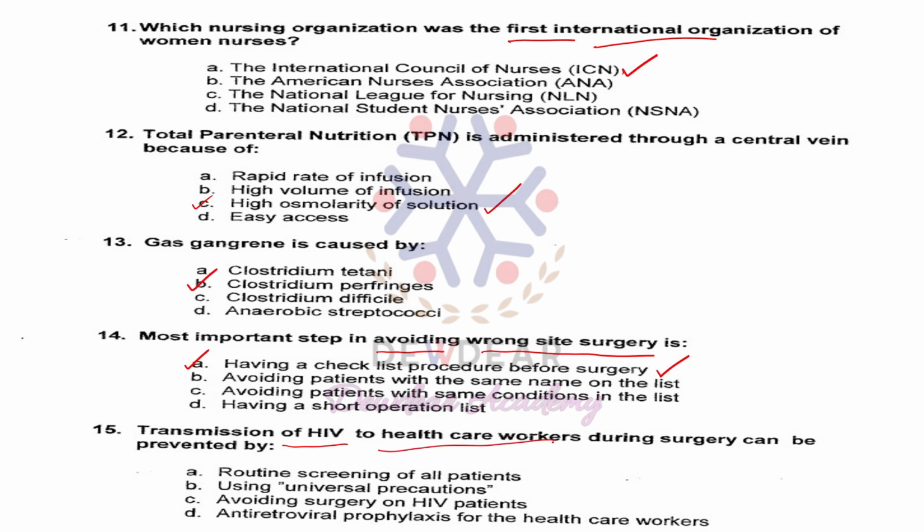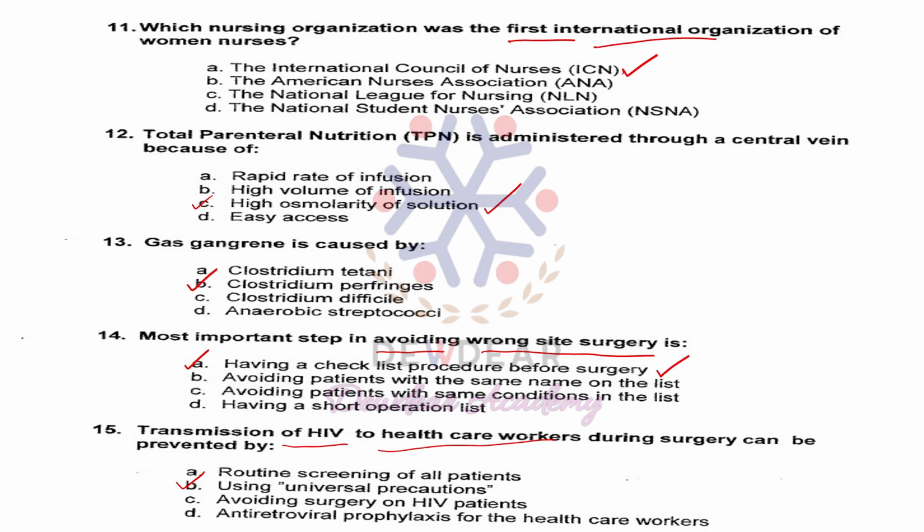So whether it is by routine screening of all patients, or by using universal precautions, then avoiding surgery on HIV patients, or by using antiretroviral prophylaxis. So the correct answer here is option B, that is using universal precautions. By using the universal precautions, the transmission of HIV to the healthcare workers during surgery can be prevented.